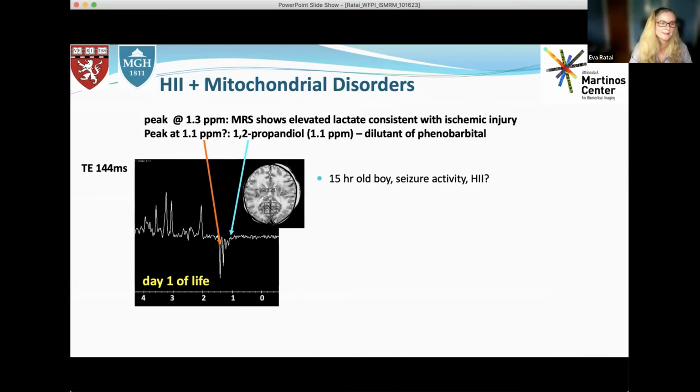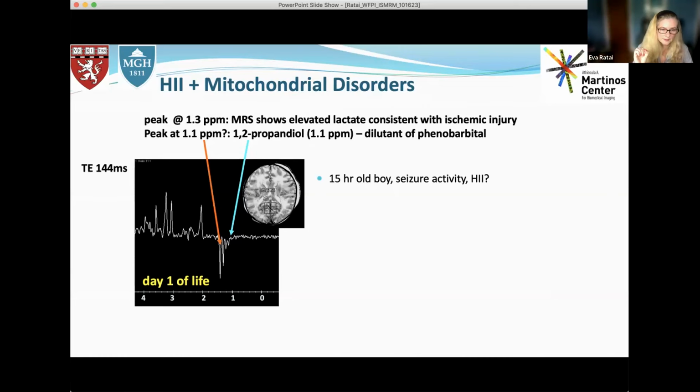Okay, where was I? So there's this other peak at 1.1 ppm. It took us some time, and I called a couple of people up because, as I said, it's a very old case. So we realized it's the diluent of phenobarbital.